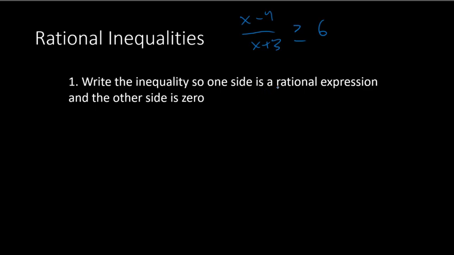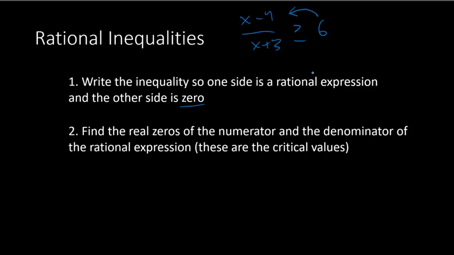What you need to do is write the inequality so one side is a rational expression, and the other side is 0. Meaning if this were your problem, you have to bring the 6 to the left side first, so you have 0 on the one side. And then from there, we can find the real zeros of the numerator and the denominator of the rational expression. So we'd have to make sure we have just one fraction on the left side, and whatever those zeros are, those are your critical values. And then from there, we can go through that process we just went through to determine which intervals will work for solutions.